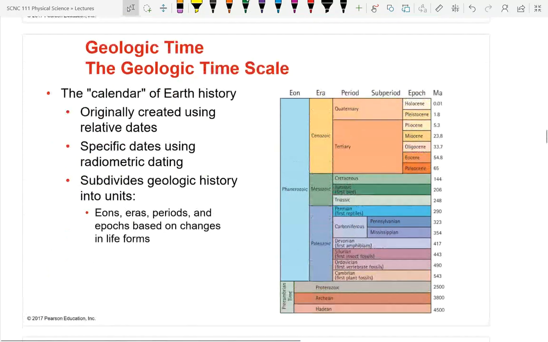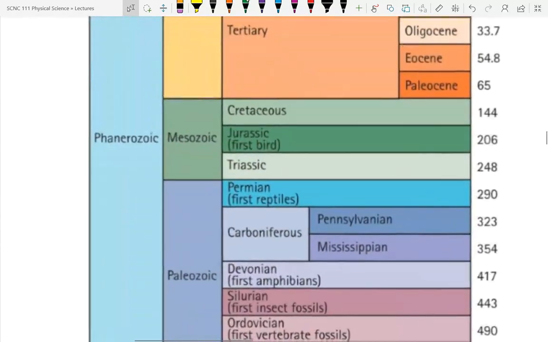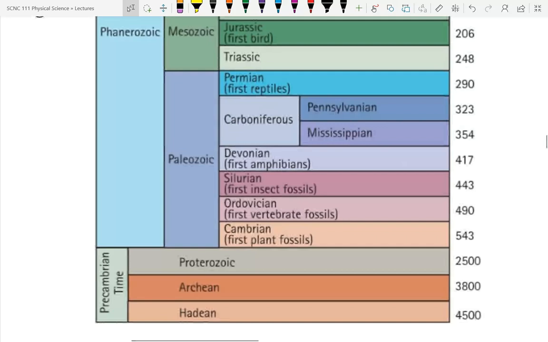Okay, so let's look at a blow-up of our time scale. So here we have, notice this is not a linear time scale. Vertical height does not indicate how big the gap is. Precambrian time has the Hadean, Archean, and Proterozoic.